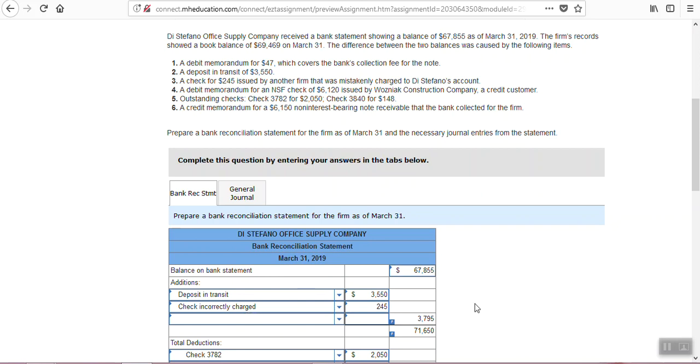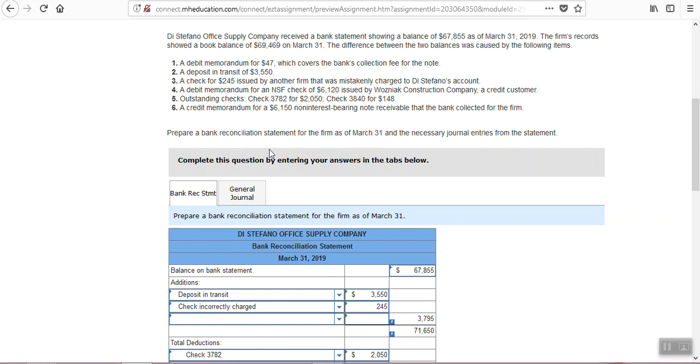All right, number 4 says a debit memorandum for an NSF check showed up on the bank statement. The bank has recorded that it's an NSF check, and the only way we would know it's an NSF check is if the bank told us. So that we can skip for now.